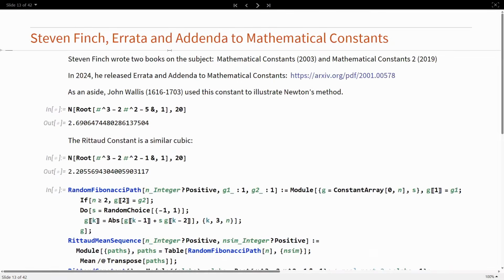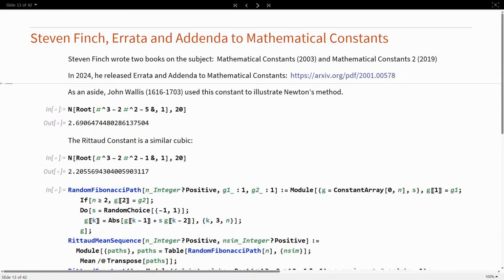One reason I made this the topic of my talk is because I came across a paper by Steven Finch where he had a whole bunch of new constants. And this talk will be online sometime today or tomorrow at community.wolfram.com. So you'll be able to see these links there as well.